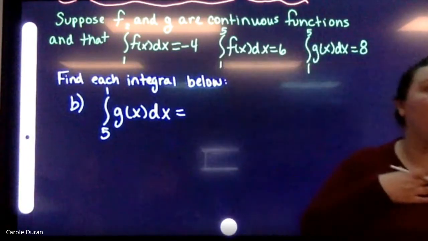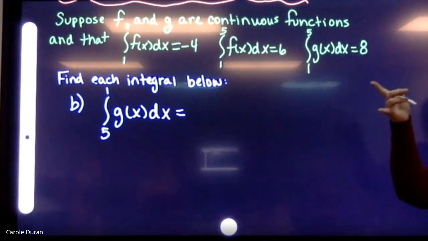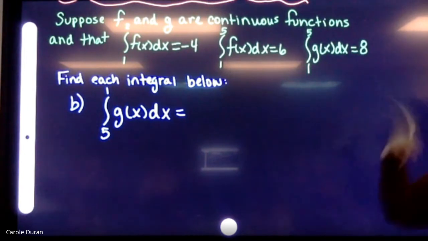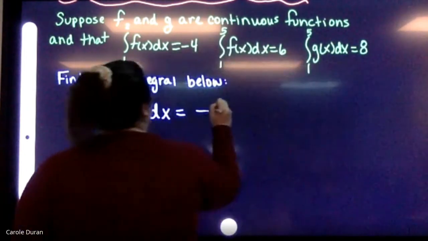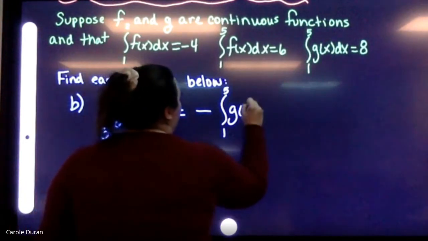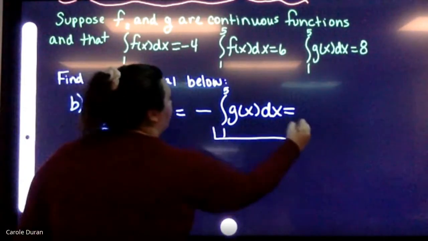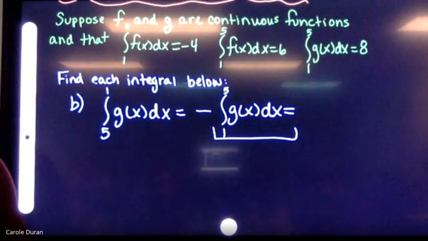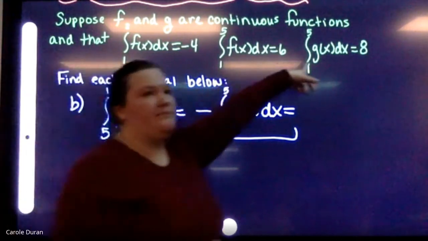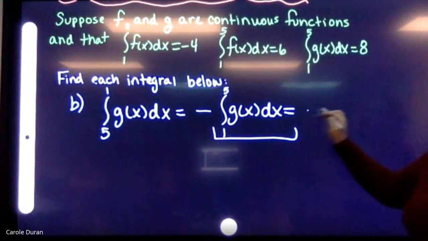So I have a rule that says if I flip my integral order, what do I have to do to the function? Put a negative out front. So this becomes a negative of the integral from 1 to 5 of g of x dx by the rules that we wrote down. And I know the integral from 1 to 5 of g of x dx is equal to 8. So my answer here is going to be the negative of that integral, which makes it negative 8.